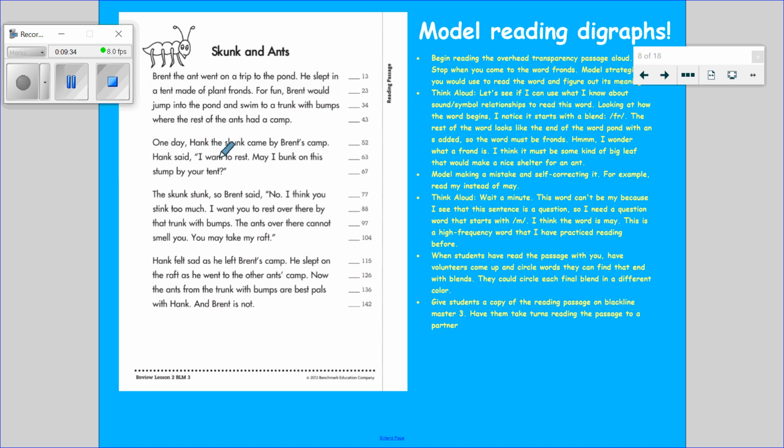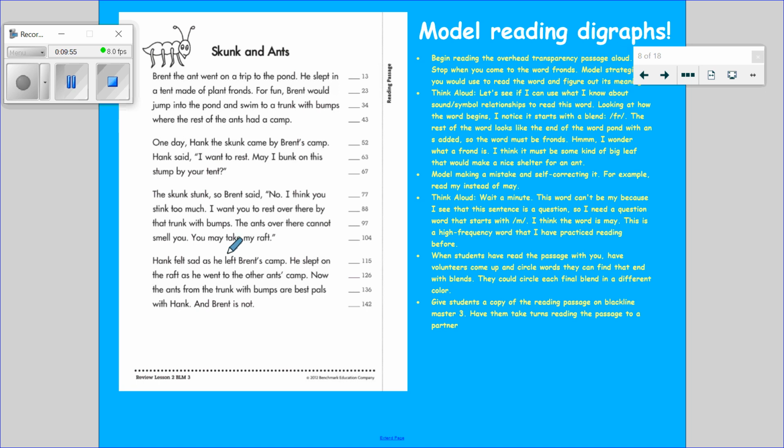Hank said, I want to rest. May I bunk on this stump by your tent? The skunk stunk, so Brent said, no, I think you stink too much. I want you to rest over there by that trunk with bumps, and the ants over there cannot smell you. You may take my raft.